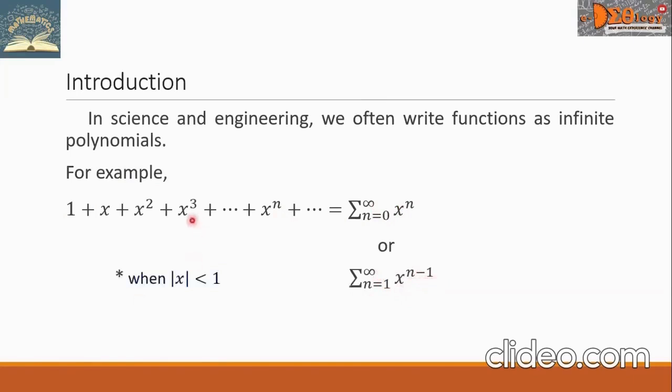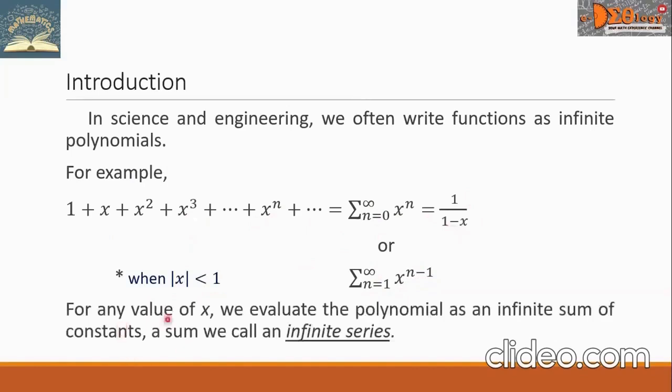When the absolute value of x is less than 1, we can write the sum of these infinite polynomials, and it will be 1 over 1 minus x. For any value of x, we evaluate the polynomial as an infinite sum of constants, a sum we call an infinite series.